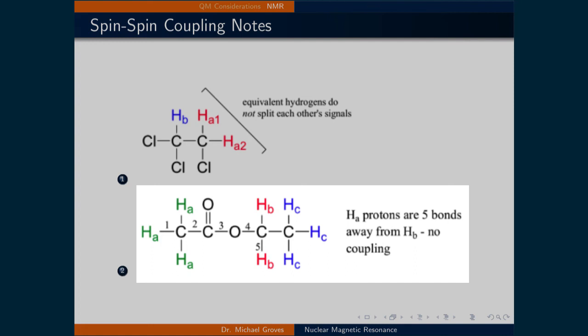Second, there is a limit in how far away chemically inequivalent nuclei can be before splitting no longer occurs. For example, in ethyl acetate, there are three groups of chemically equivalent hydrogens. Since there are roughly five bond lengths between the HA nuclei and the nearest chemically inequivalent nuclei, in this case being HB, then HA does not experience any splitting due to spin-spin coupling.